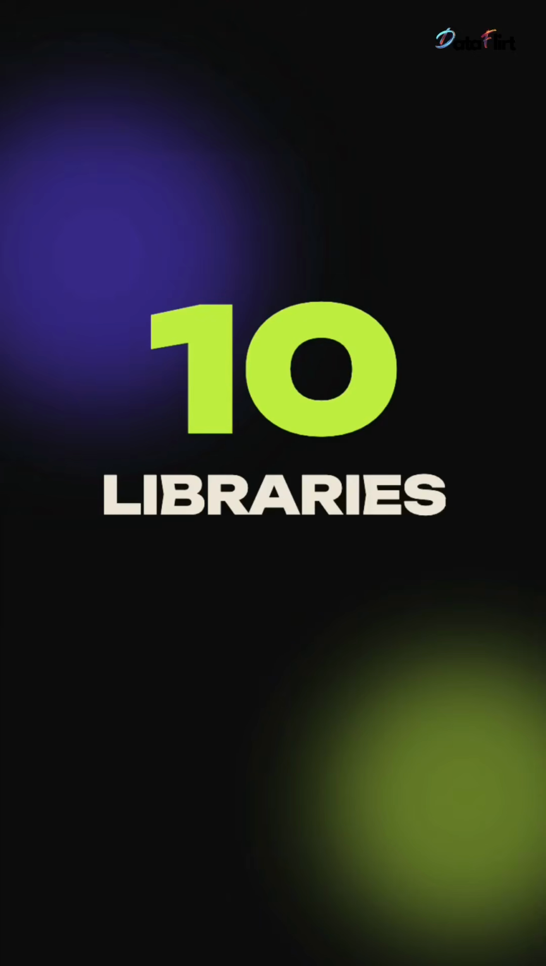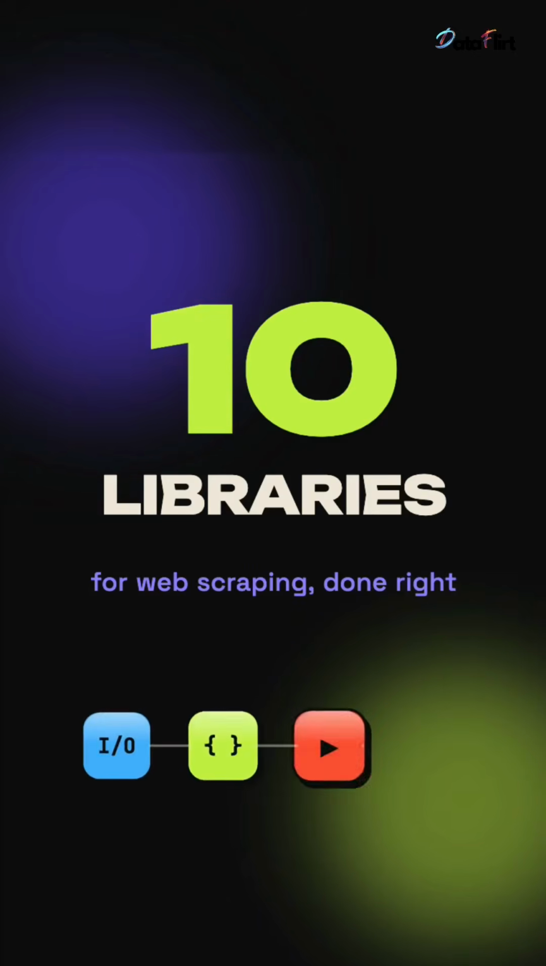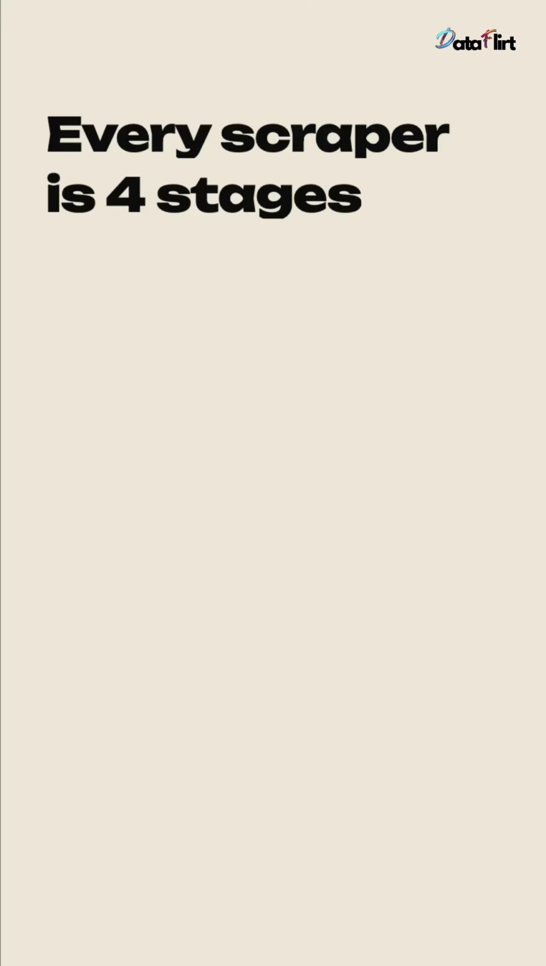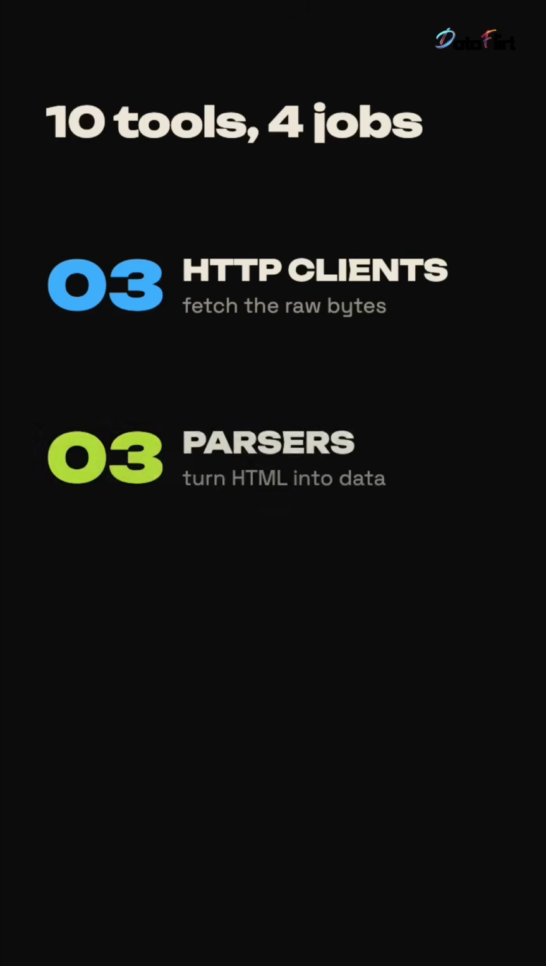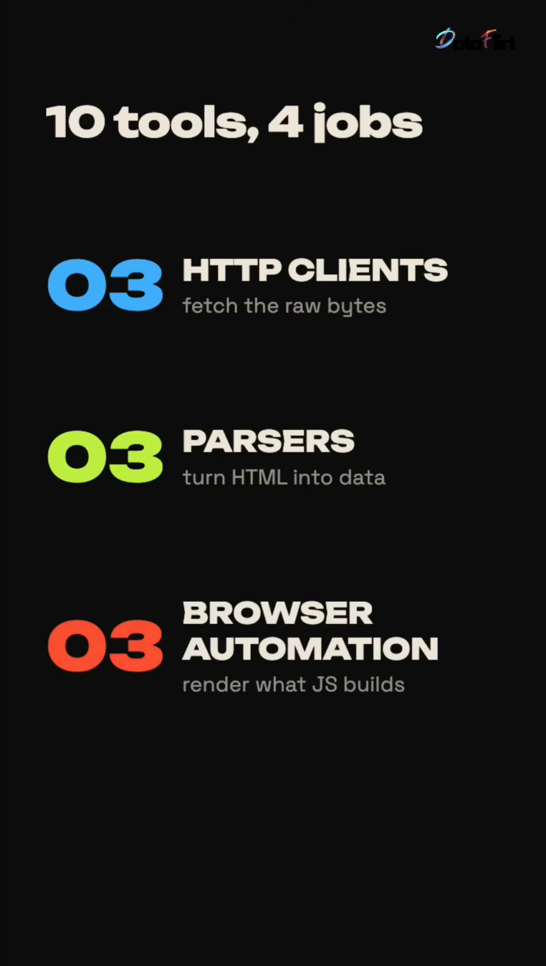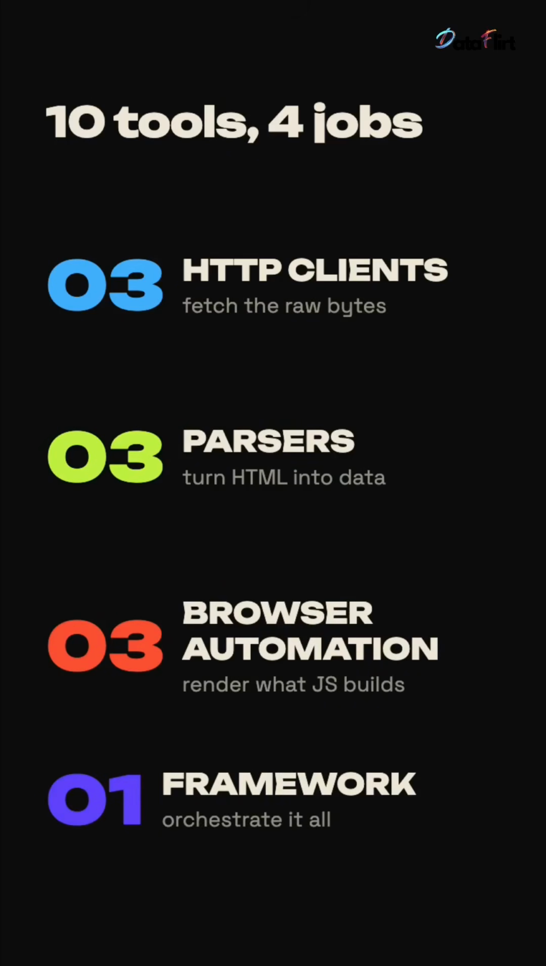10 Python libraries to solve every scraping problem that you will ever face. Every scraper you will write breaks into 4 stages: fetch, parse, render, and orchestrate. Watch this video till the end to know 3 HTTP client libraries, 3 parser libraries, 3 browser automation libraries, and 1 framework that helps you tie it all together for your scrapers.